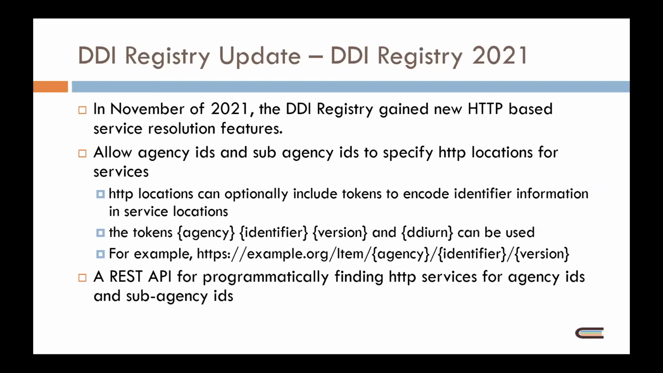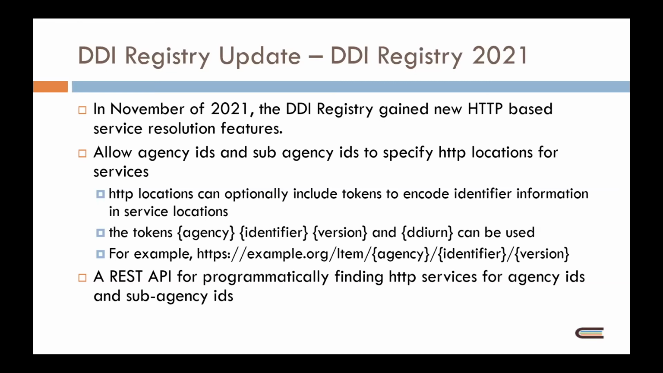So for example, the tokens are the agency, identifier, and version. Those were the three parts of the DDI identifier that we saw earlier. And then also the DDI URN as a whole itself are the available replacement tokens. So what this allows is for an agency or individual running an HTTP service to specify a complete path to a location at their organization where they know the service endpoint for a specific DDI item is.